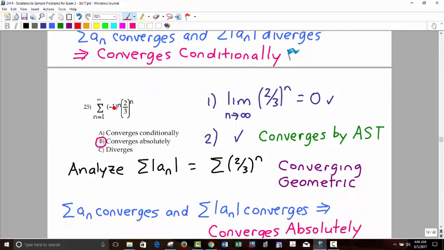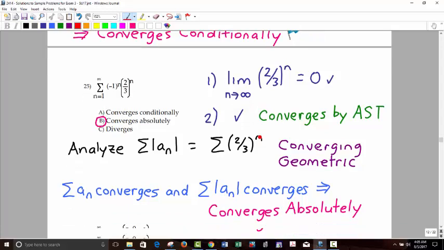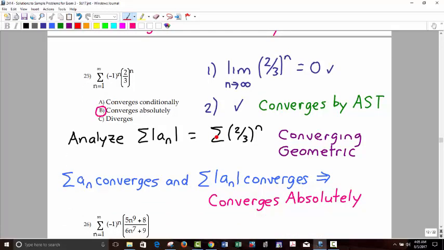Let's take a look at this one. The -1 to the n, of course, makes it alternating. And if you did the alternating series test, that limit's going to go to 0, 2/3 to the n, and the terms would decrease. So it converges by AST. Then if you take the absolute value, so without the -1, it's a converging geometric series.